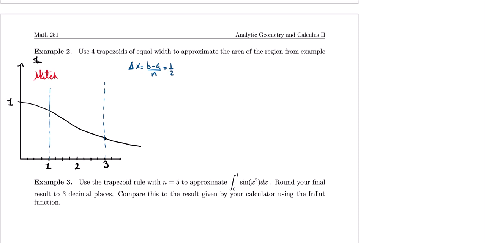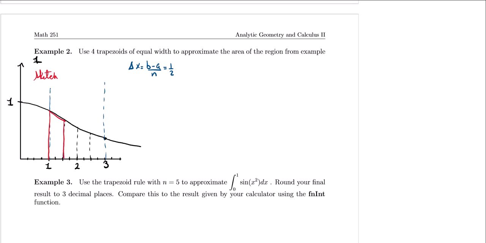Now this one here is giving us our subintervals, so we're going to have a trapezoid with a width of 0.5, so there's going to be one trapezoid here, another trapezoid here, another trapezoid here, and there we go. Now we have our 4 trapezoids. I'm just going to go ahead and sketch them here. This is the first trapezoid.